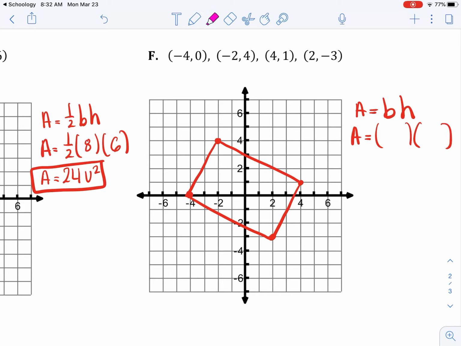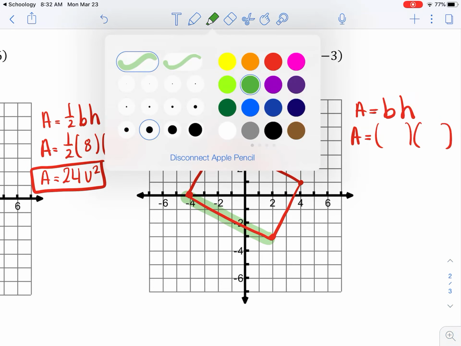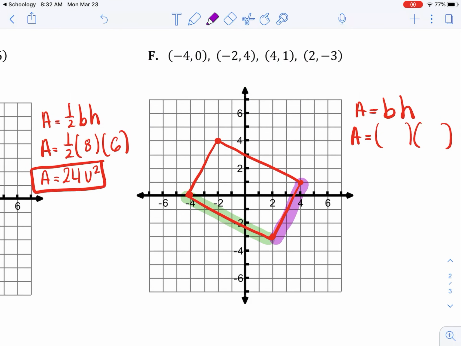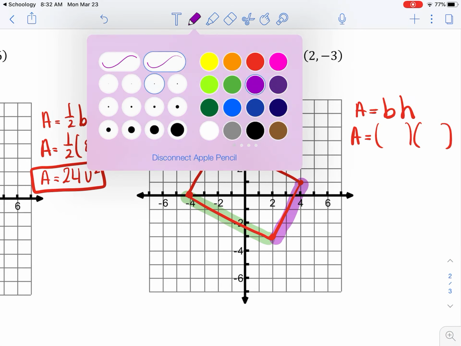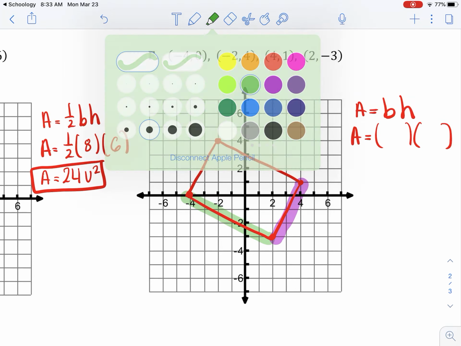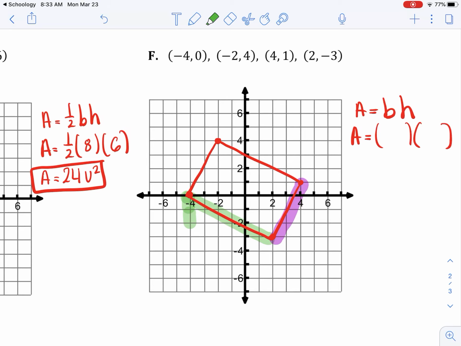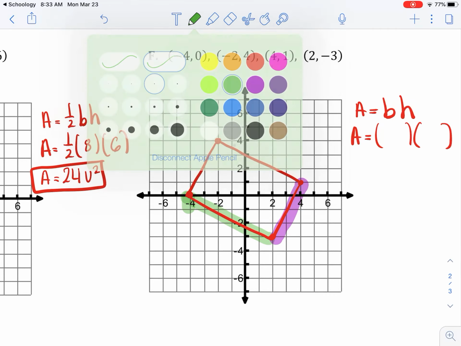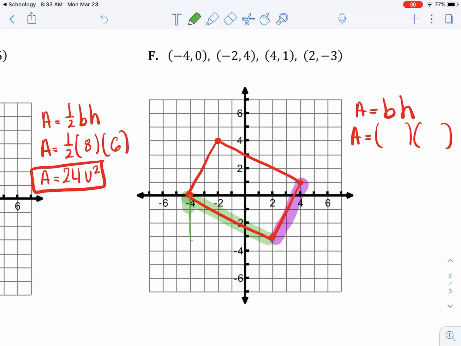All right, so I'm looking for a vertical or a horizontal line. I don't have one. I can see, though, that this line and this line are perpendicular to each other, but they're not, in my perspective, vertical and horizontal, unless I turn my iPad. So I'm going to highlight one here in green, one here in purple. And let's start with finding that green length right there. So what I can do is turn this into a right triangle and use Pythagorean theorem to find that height. Let's try to get a color here.